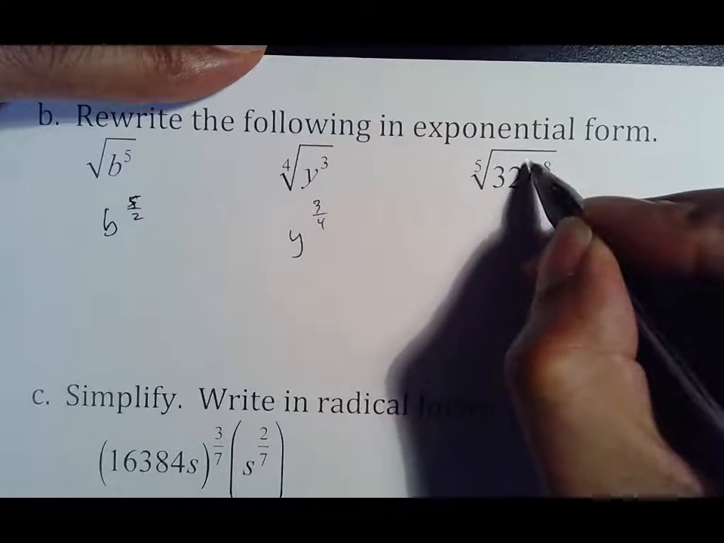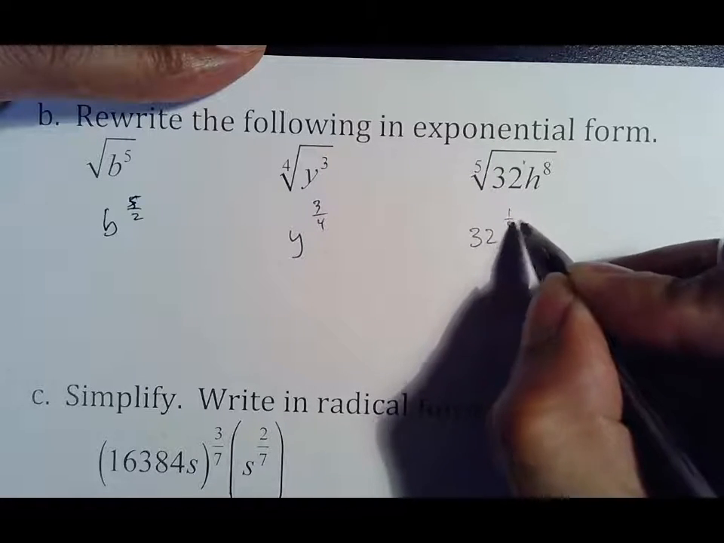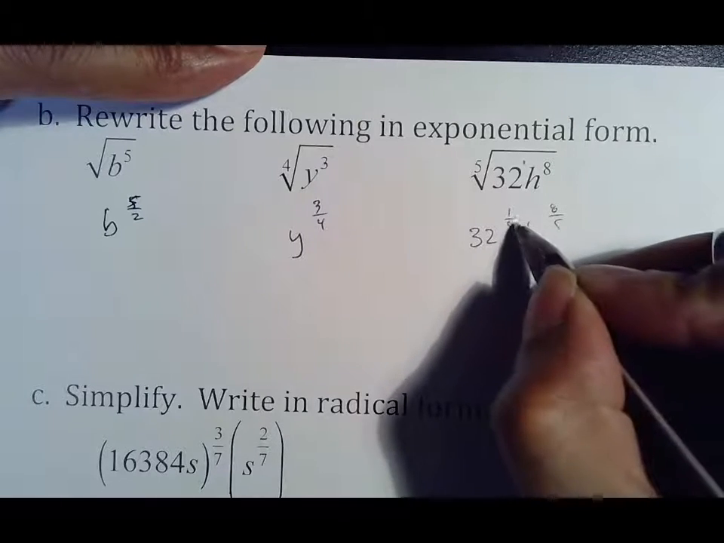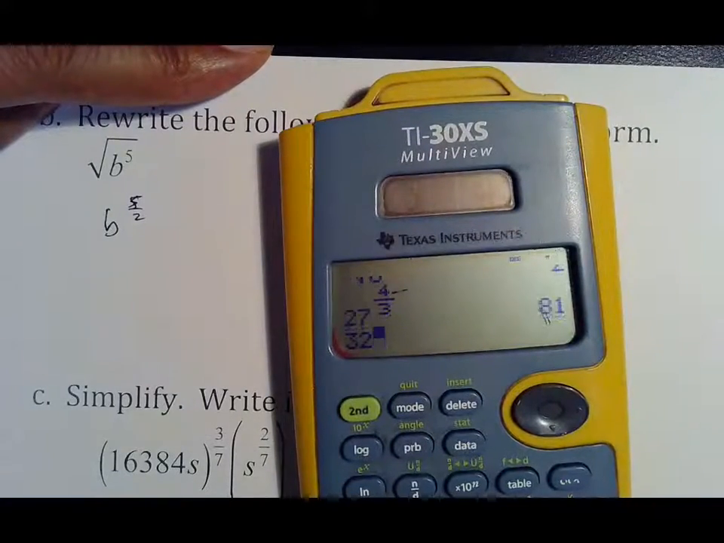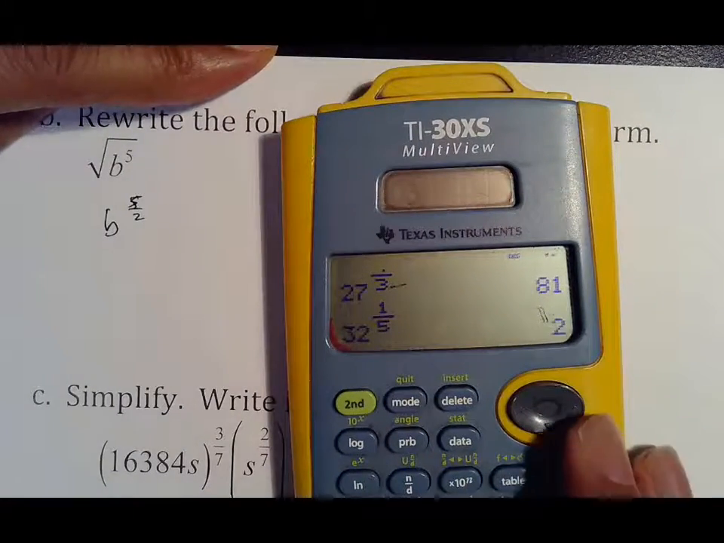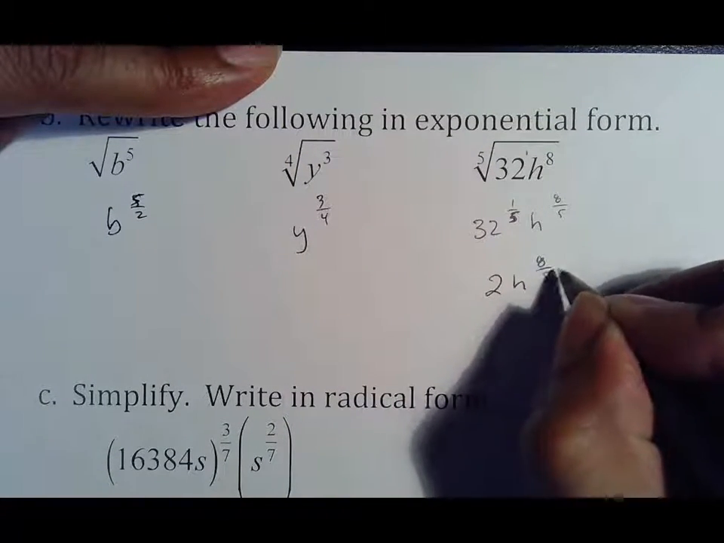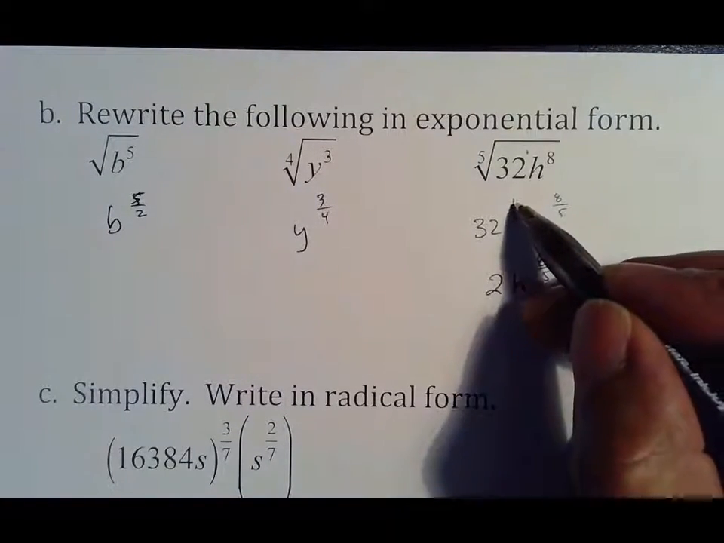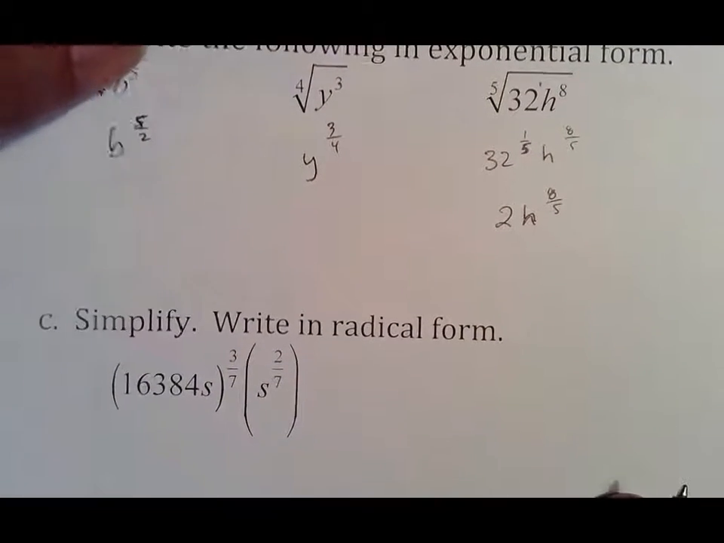32 is going to always have an invisible 1, so this turns into 32 to the 1/5, h to the 8/5. And always check to make sure this number can't be reduced. So 32 to the 1/5 is 2, which means it's 2h to the 8/5. Again, don't leave a root or exponent on a number that can be simplified. Anytime you have a number, always type it in to make sure it doesn't simplify down further.